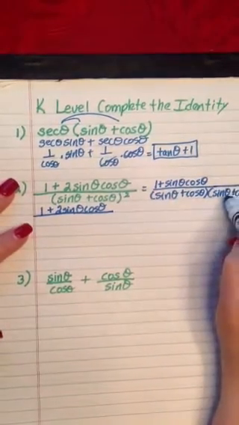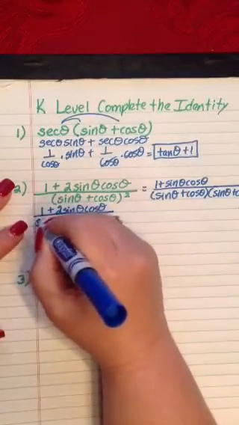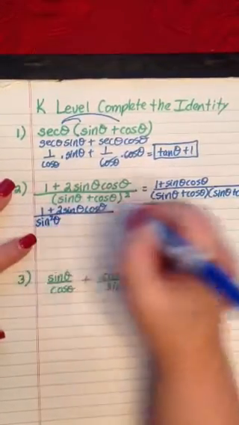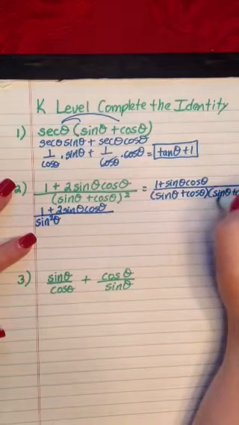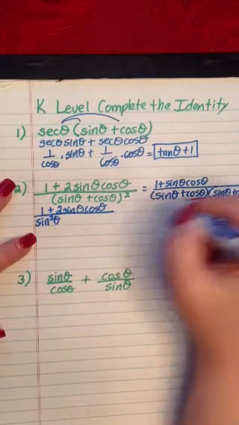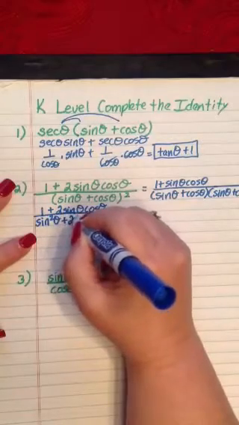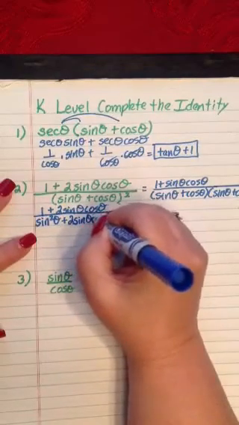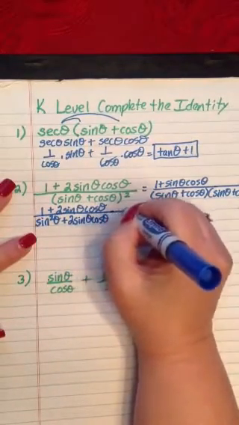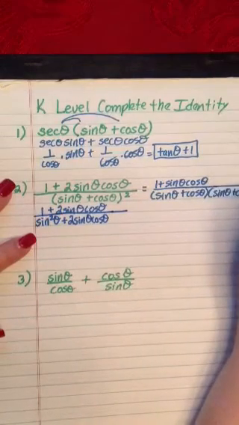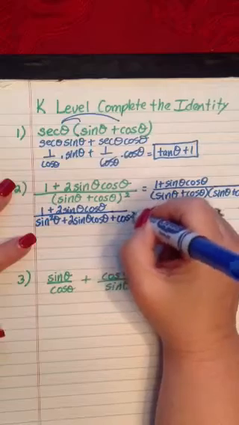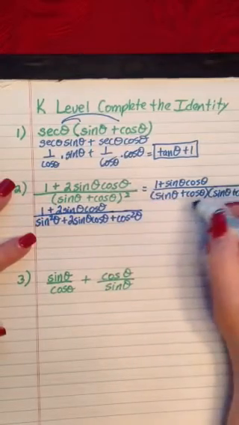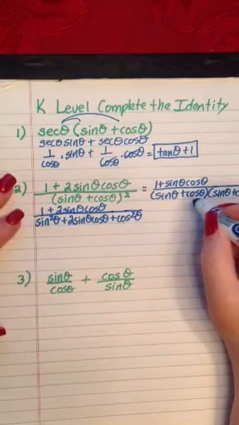So first term would be sine squared of theta. Outer term would be sine theta cosine theta. Inner term would be sine theta cosine theta. So you're going to get 2 sine of theta cosine theta. And then the last terms, cosine theta times cosine theta, gives you cosine squared of theta. I think I said that wrong before.